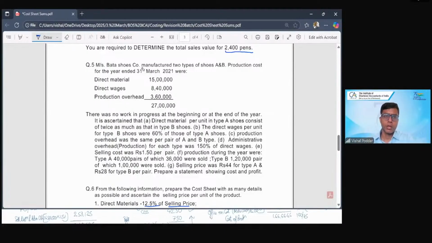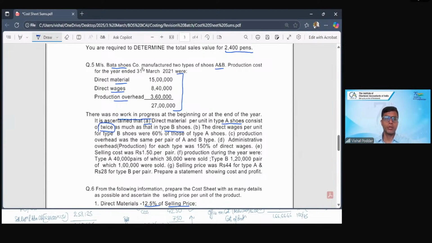So, what it says, the Bata company has 2 types of products, product A, product B. The details for the year ending is material, labor, overheads. Now, this is not of any of the product, it is of the company as a whole. There is no WIP stock. Now it is ascertained that the direct material for type A shoes is twice of type B shoes. Correct now? This is what is given.